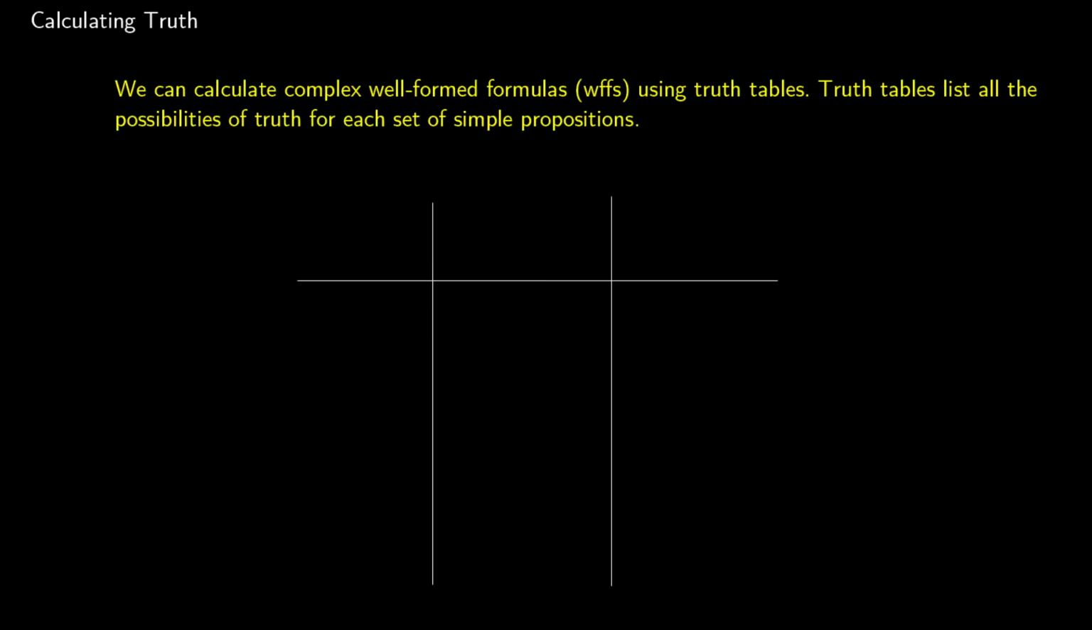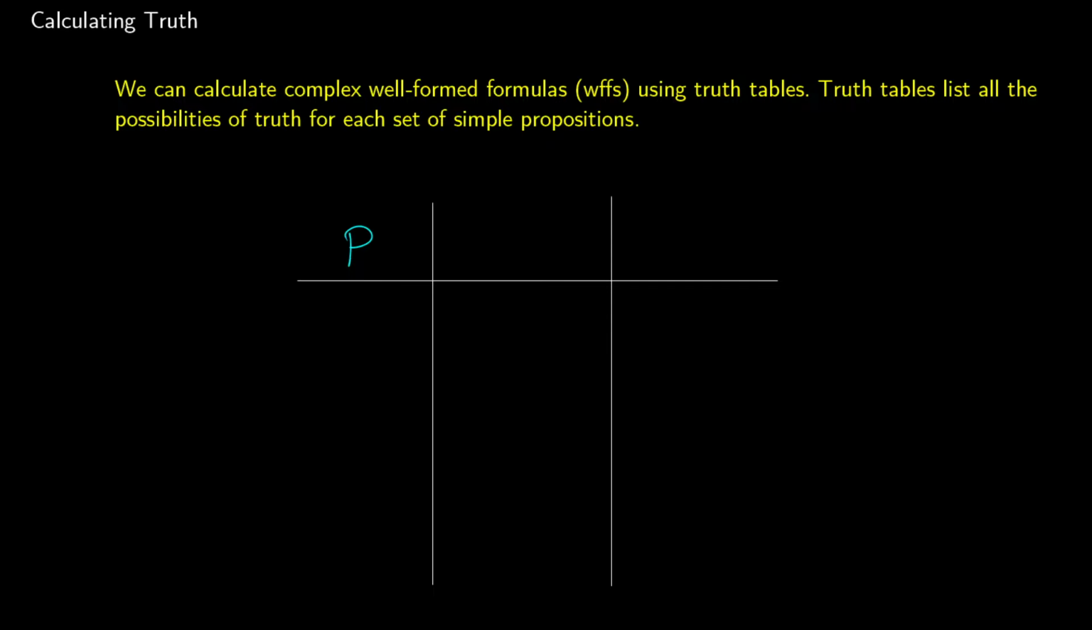Okay, now usually the first main task you have to do is calculate truth using a truth table. Essentially, a truth table just lists all possible configurations of truth. So let's say we just had to evaluate P. We know that P can either be true or it can be false. So this would be the beginning of our truth table.